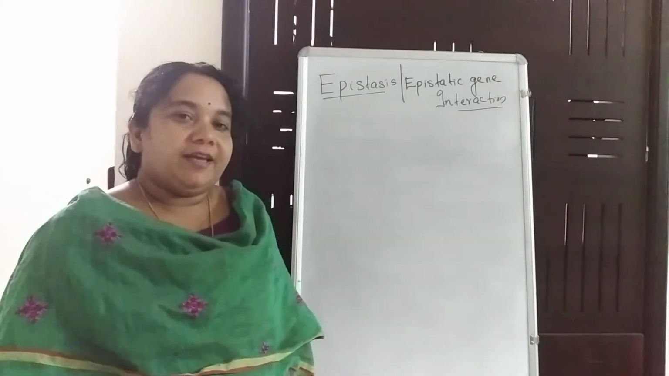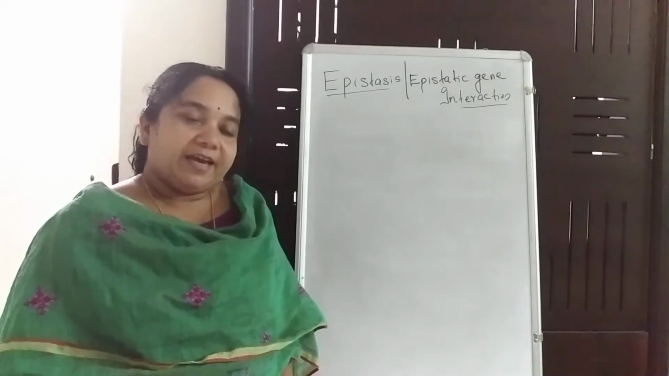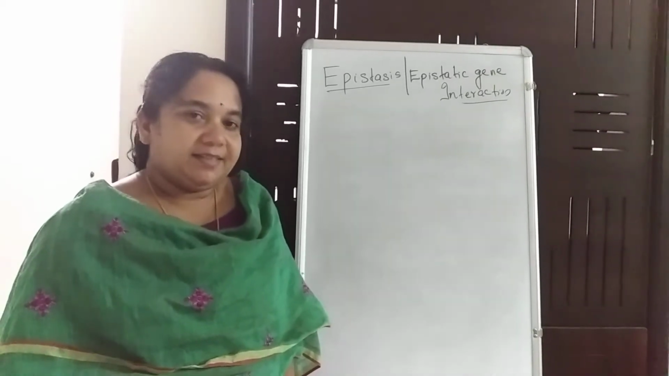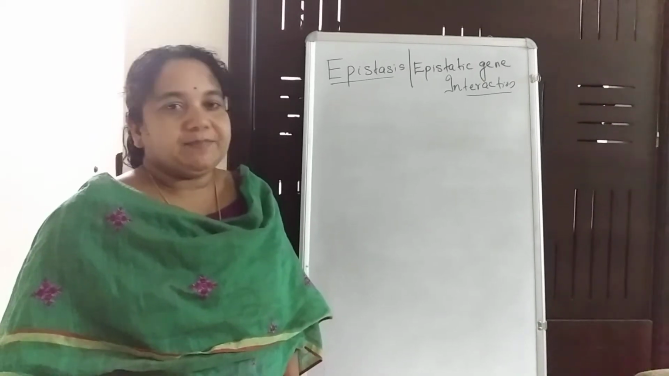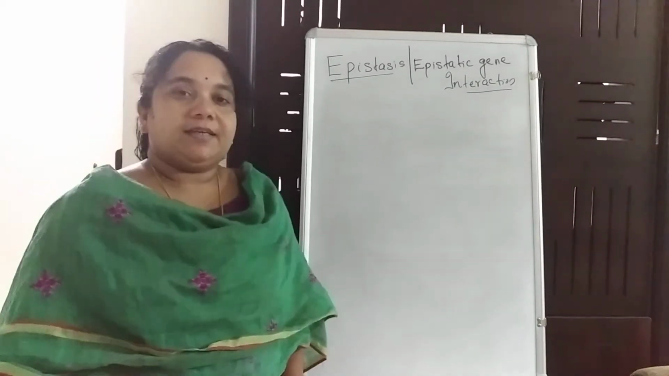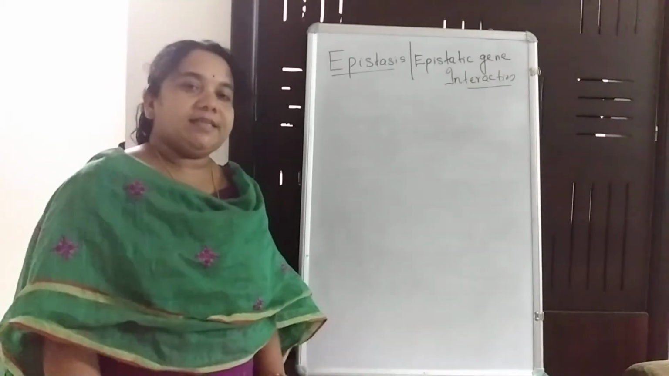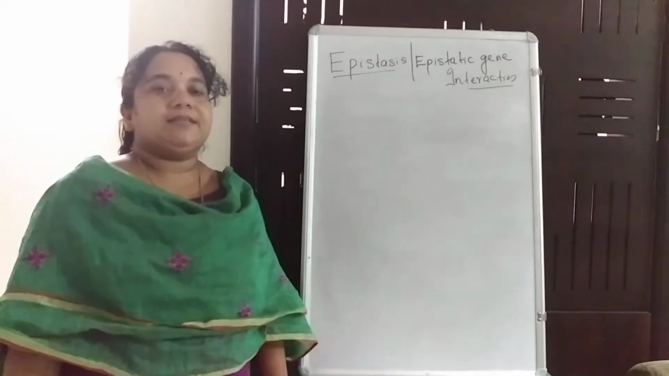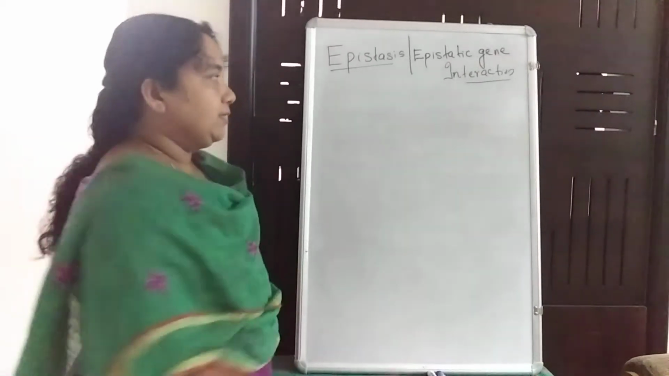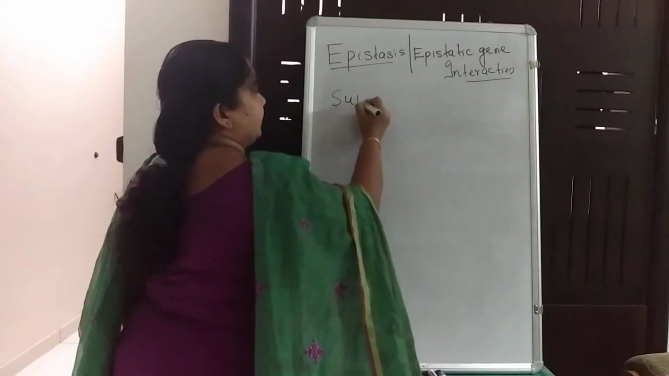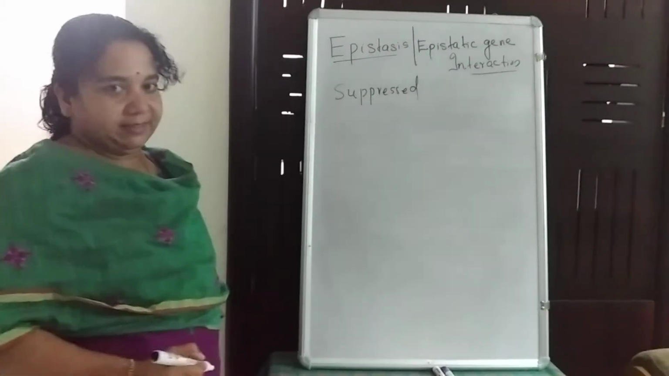Students, today our class deals with epistasis, or we can call it epistatic gene interaction. Then what is epistasis? Epistasis is a non-allelic gene interaction. Here one gene can suppress the effect of another gene. So what is the term? Suppressed. One gene can suppress the effect of another gene.